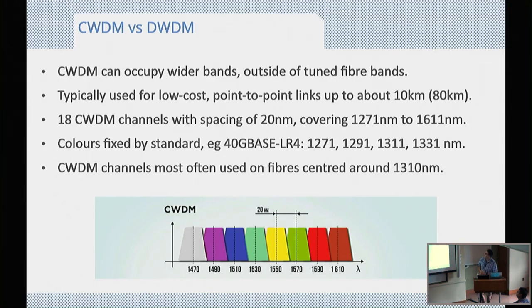And there are about 18 of these channels, but they span a very large range of colors on the fiber. In some cases, the colors are fixed. In some cases, you can choose them. If you're running 40 gig base LR4, for example, you have to use these colors to be able to interoperate with other manufacturers' products. And CWDM is often used on fibers centered around 1310 nanometers.